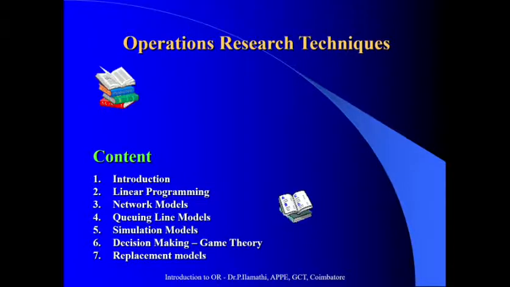in this first unit. In the second unit, we are going to discuss distribution models like assignment problem, transportation problem and sequencing problem. In the third unit, we are going to discuss network models and project network models. In the fourth unit, we are going to discuss queuing line models and simulation models. And in the fifth unit, we are going to discuss some decision making theories like game theory and replacement theory.